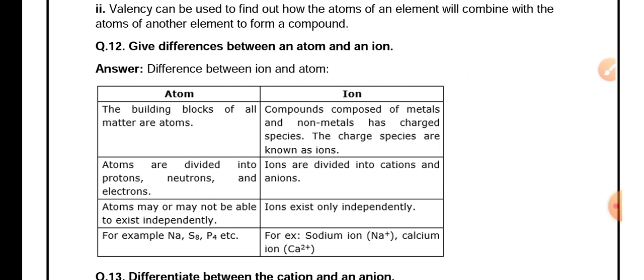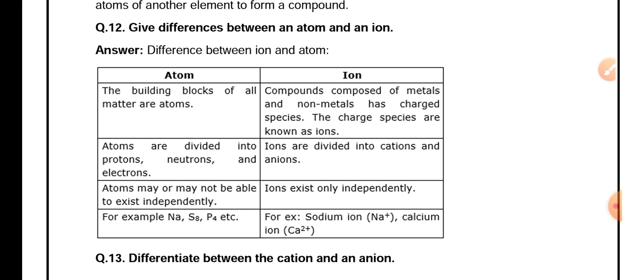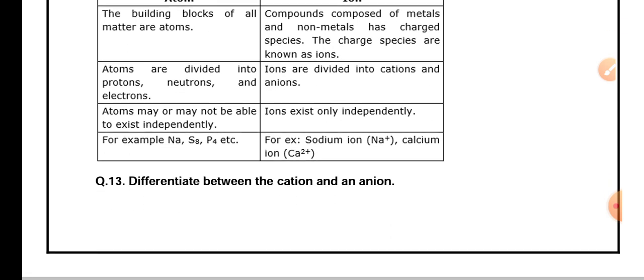Then ions: compounds composed of metals and non-metals as charged species. Charged species are known as ions. Ions are divided into cation and anion. Ions do not exist independently, for example the sodium ion Na+ and calcium ion Ca2+.